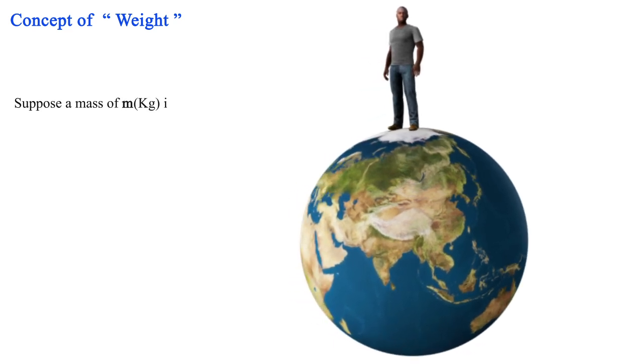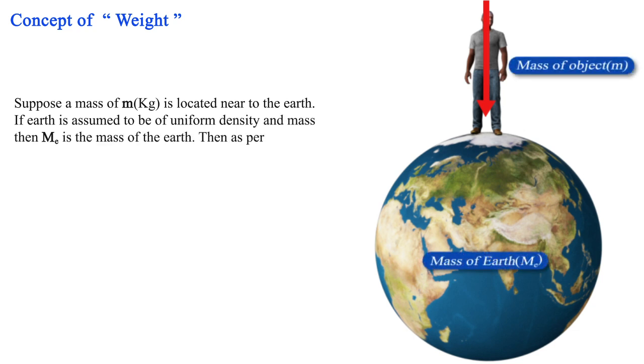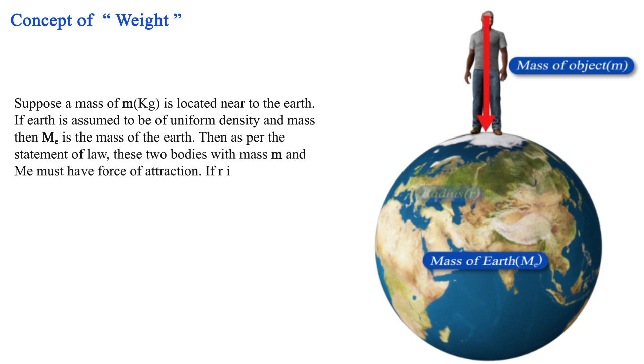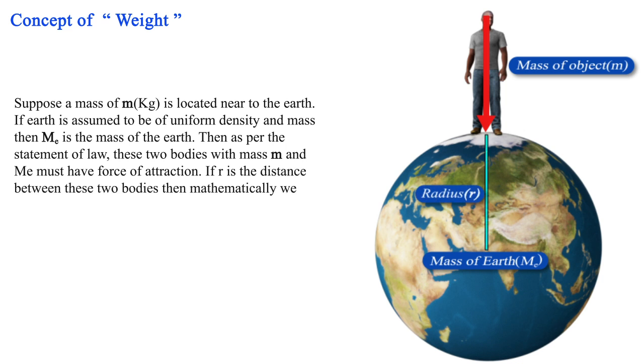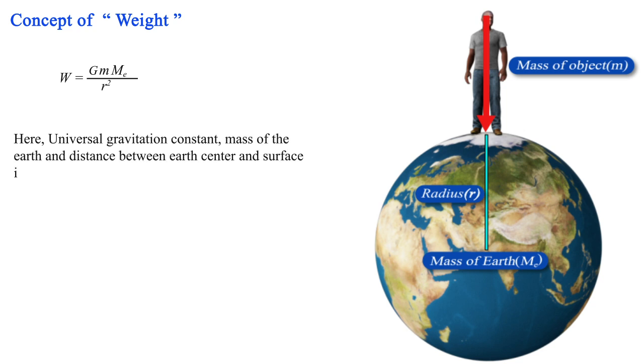Suppose a mass of m kg is located near the surface of the Earth. If the Earth is assumed to be of uniform density and mass, then me is the mass of the Earth. Then, as per the statement of the law, these two bodies with mass m and me must have a force of attraction. If r is the distance between these two bodies, then mathematically we can write weight force is equal to the product of the universal gravitational constant, the mass of the body on Earth's surface and the mass of Earth, divided by the square of the distance between the two bodies. Here, the universal gravitational constant, the mass of the Earth and the distance between Earth's center and surface are assumed to be constant. W is equal to m into (G into me divided by r square).